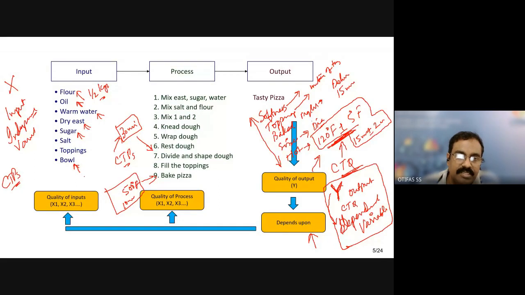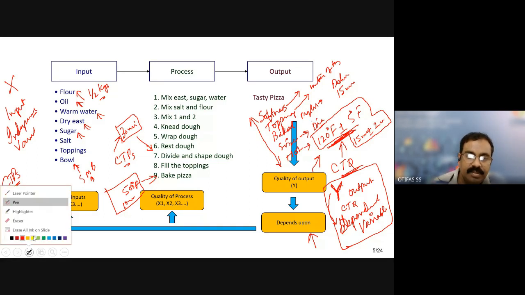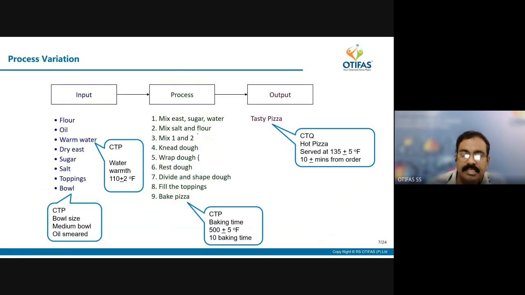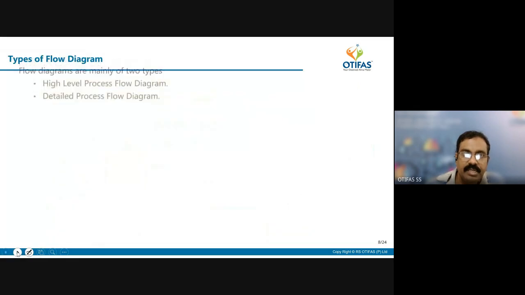Also the dough ball. If you want to define this, you can say small size, medium size, or big size. Use a medium size ball. So define everything, then it becomes CTPs. And study the critical ones most, because they are the reason for variation. So these are CTPs and CTQs. Now the complete gist of Six Sigma is this: variation in output is because of variation in input.